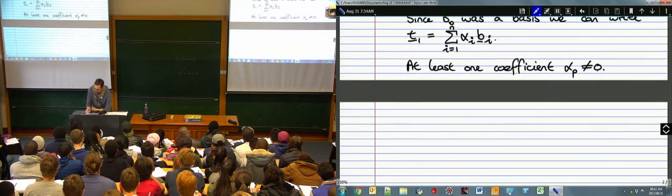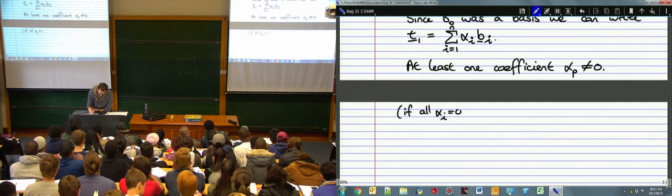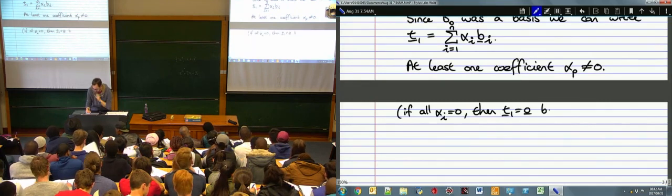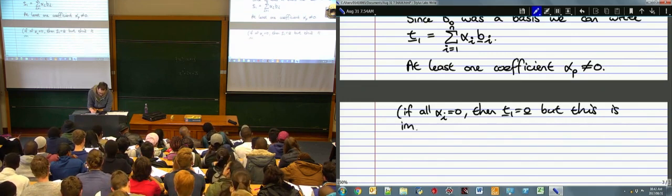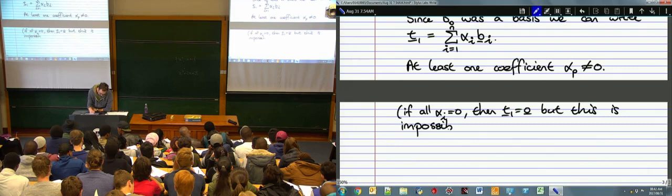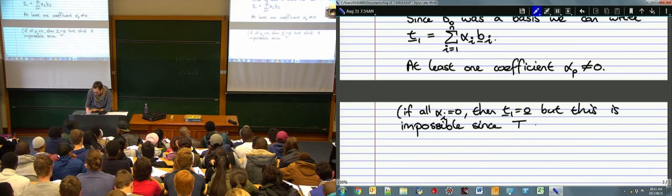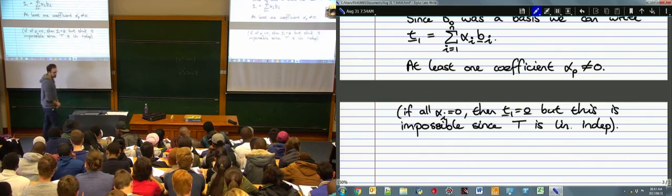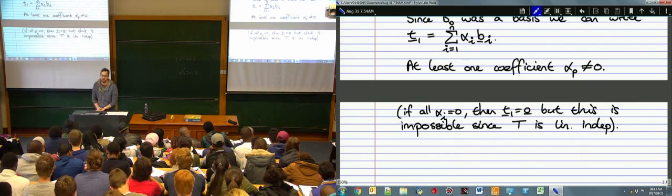All right. At least one coefficient alpha p is not equal to 0. And we say if all alpha i are equal to 0, then T1 equals the 0 vector, but this is impossible since T is linearly independent. Okay. So at least one coefficient alpha p is not equal to 0.